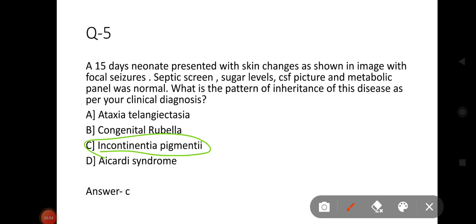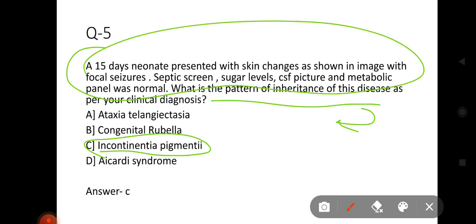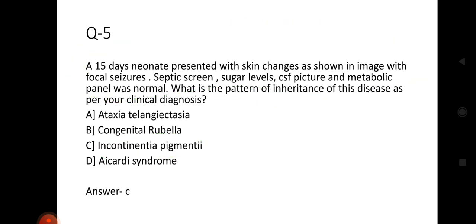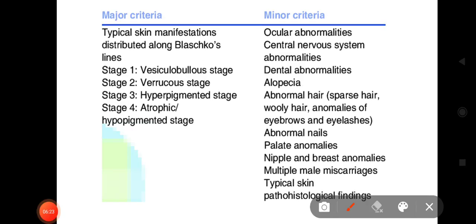So the answer for this is Incontinentia pigmenti, and the pattern of inheritance for this is X-linked. The question is a bit wrong, I'm sorry for this, but for this clinical scenario the answer is Incontinentia pigmenti and it's an X-linked disease. The major criteria of Incontinentia pigmenti: typical skin manifestation distributed along the Blaschko's lines. There are 4 stages: first is the vesiculobullous stage, second is the verrucous stage, third is the hyperpigmented stage, and fourth is the atrophic or hypopigmented stage.